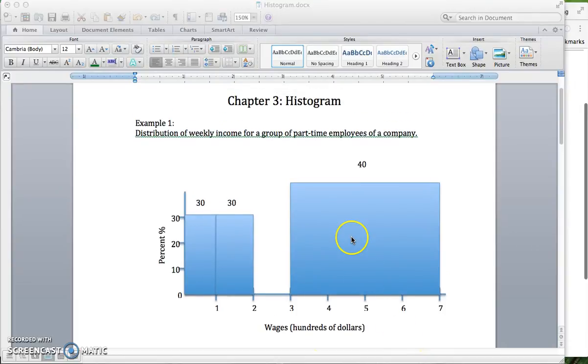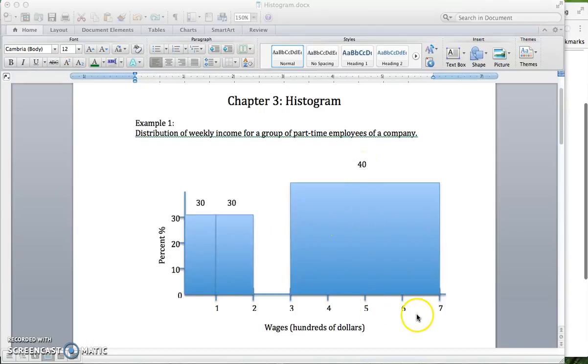And you might notice that this is not an accurate depiction of this distribution. Notice it looks like a majority of the people fall in this category, between 300 and 700, just based on the area of these rectangles. But in fact, only 40% of the employees fall in this category.